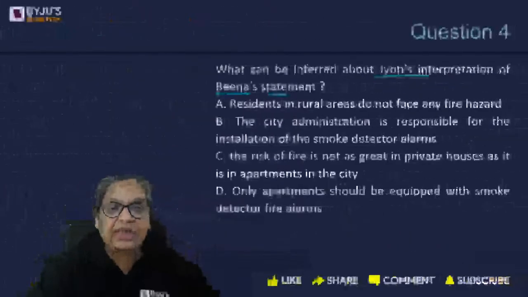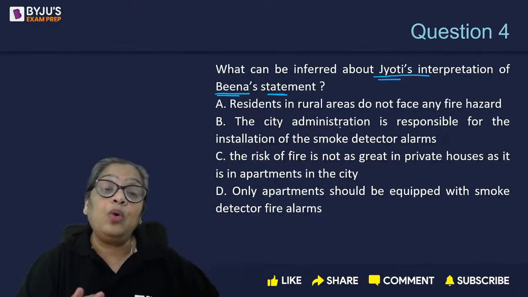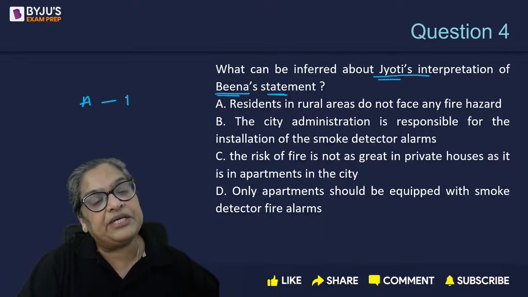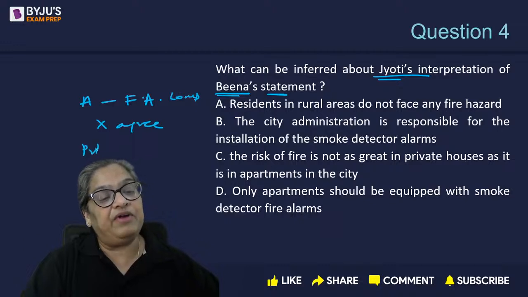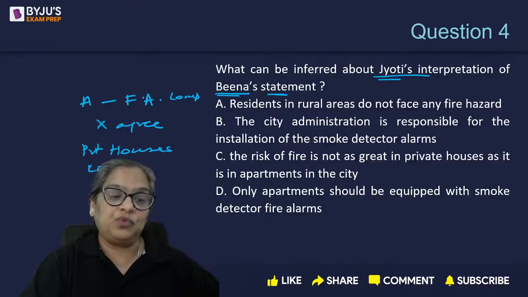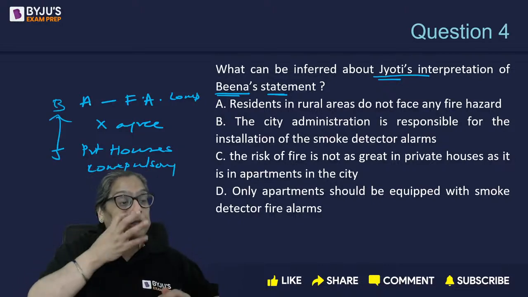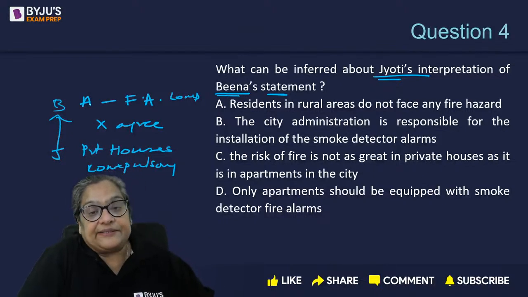Question is asking, what did Jyoti interpret Beena's statement? How did Jyoti interpret? Jyoti को क्या समझ में आया? Beena बोली कि apartments में fire alarms have to be made compulsory. Jyoti says, I don't agree. And she says, private houses में compulsory होना चाहिए. All right. So now, what do you think Jyoti interpreted this statement to mean? Look at the options, read them slowly, carefully, and tell me which is the right answer.